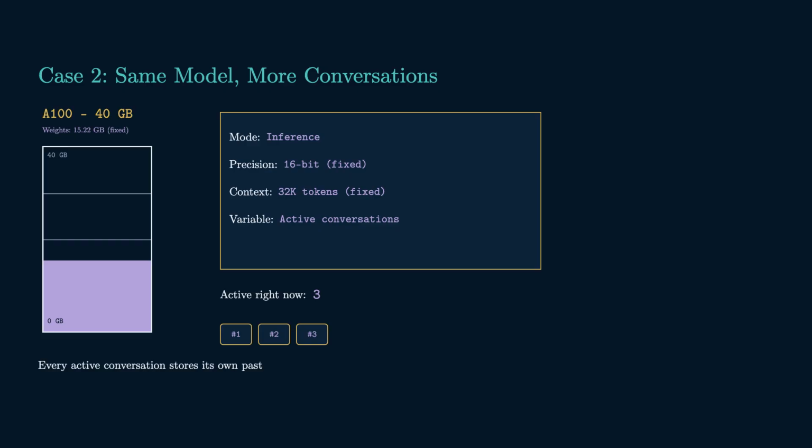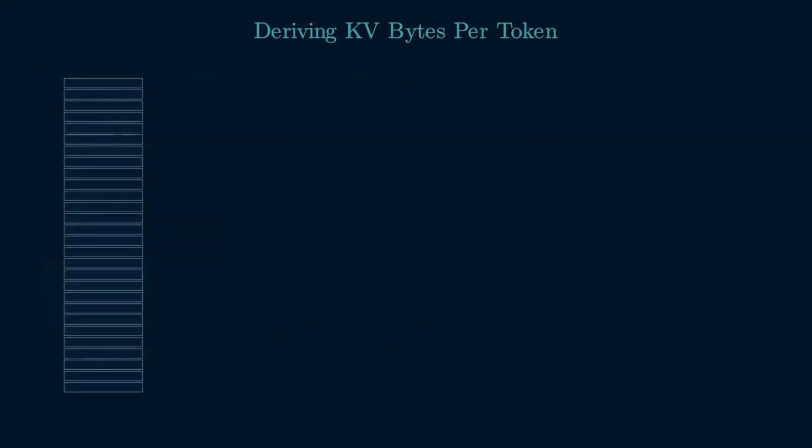Every one of those conversations stores its past keys and values so they don't have to be recomputed each time a new token arrives, and that history has to live somewhere. Per token, per request, the cache holds two tensors, a key and a value, across 28 layers, with 4 KV heads, 128 values each, at 2 bytes apiece.